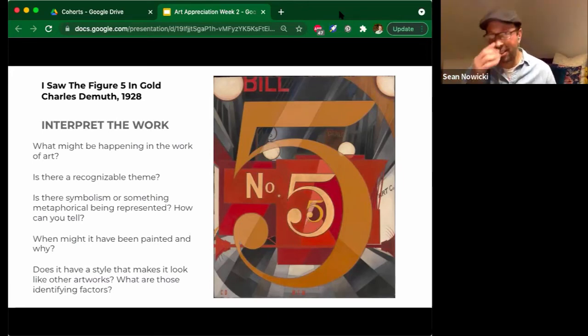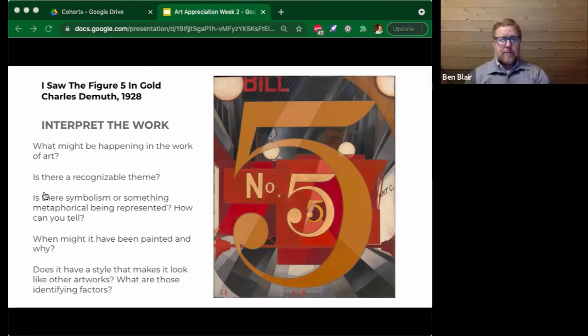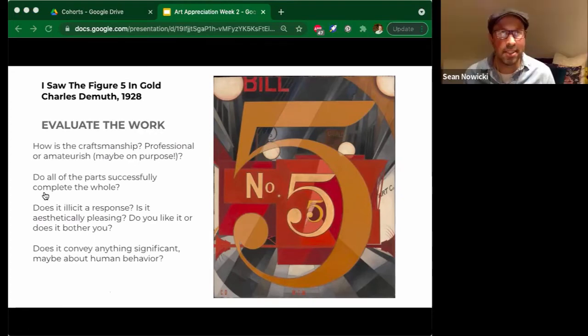Okay, all right. So Ben, let's go to the last slide. And this is the evaluation. So now we've taken this thing apart as much as we can. Now we're going to decide, is the painter successful? Did the artist do what they wanted to do? How does it work together? Are there parts that are weird and stand out too much? Or does it do anything to you? Do you get dreamy about the 20s or something? Or does it bother you in some way? And what part of it bothers you? And finally, does it tell you anything about human behavior, how we act in the world?